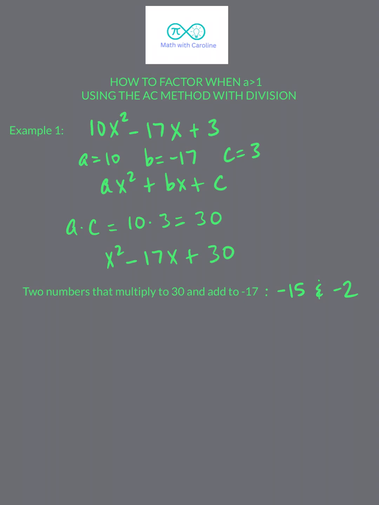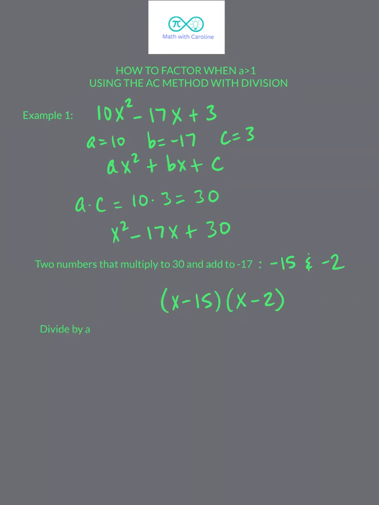So then we write our factors like we normally would if we were really just factoring this quadratic. We use these two numbers in our factors. So it would be x minus 15 times x minus 2. Now, of course, if you multiply these out, you would not get this original quadratic. So you know that this can't be the factored form. So here's where the division part comes in. Now you divide by a. Our original a value was 10, so we're going to divide this by 10 and this by 10.